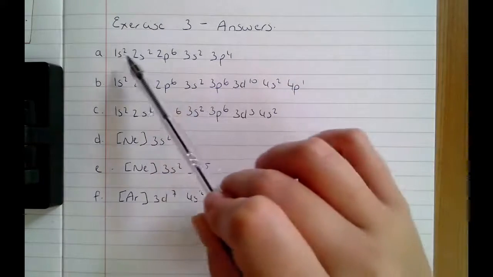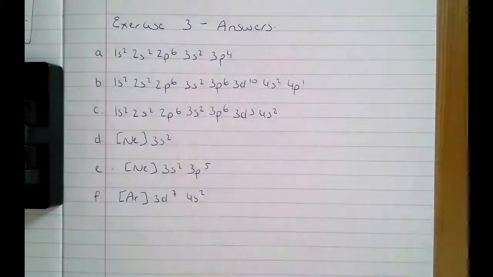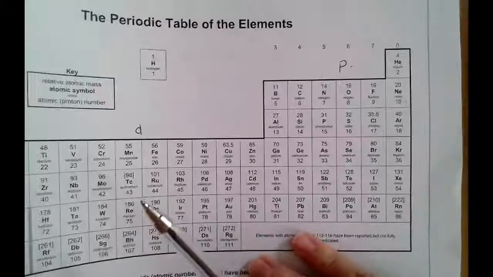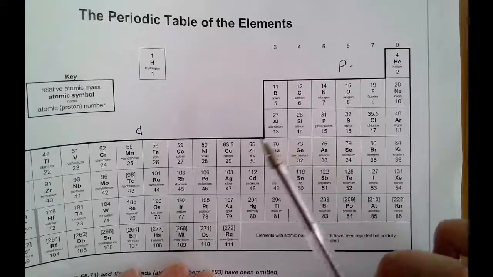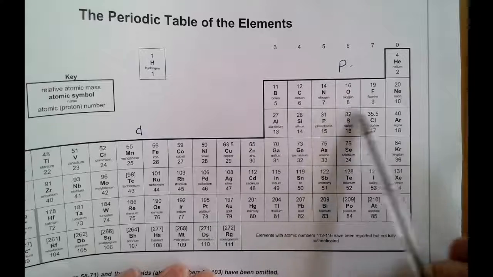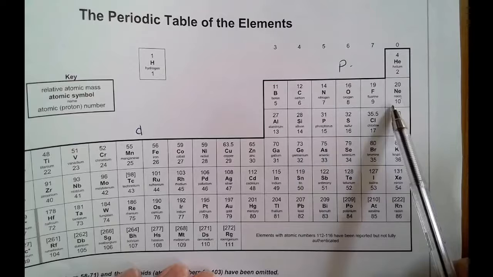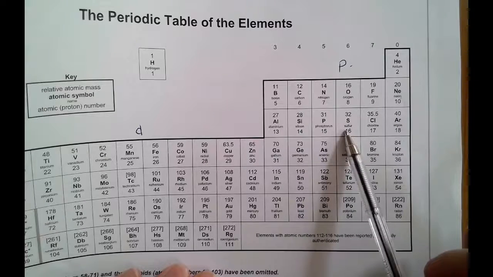on the periodic table. So I got 2, 4, 10, 12, 16 electrons. I go to my periodic table and I need to find an element with the atomic number of 16. Now remember, the atomic number is the smaller of the numbers. The smaller number on this periodic table is written here at the bottom. So I need to find an element with 16 as the atomic number, which is going to be sulfur.